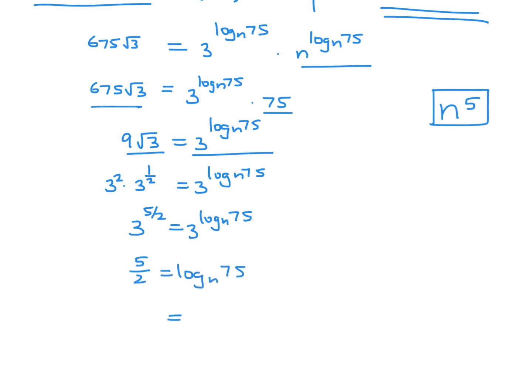So then now it's simple log rules. n to the power of 5 over 2 is 75, and then we can square both sides to just get n to the 5, and that's going to be 75 squared, which is 5625. And there we go. That is what we wanted, and that's what we got.